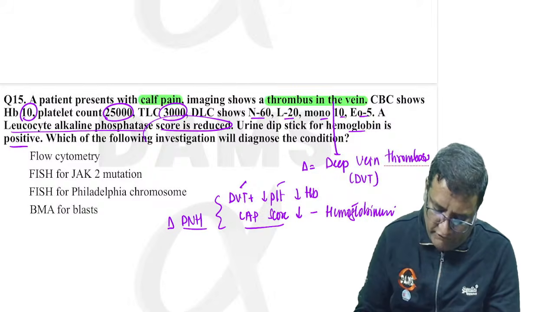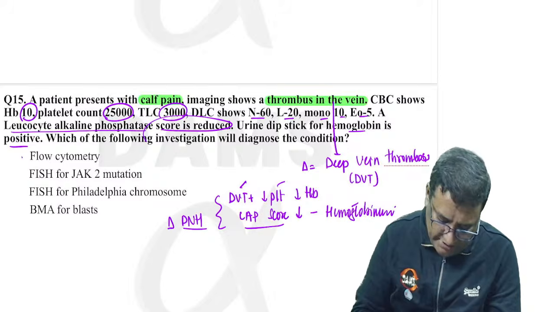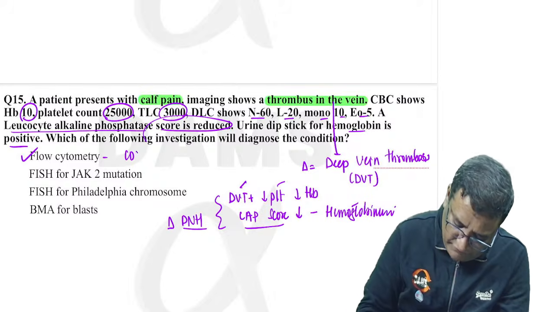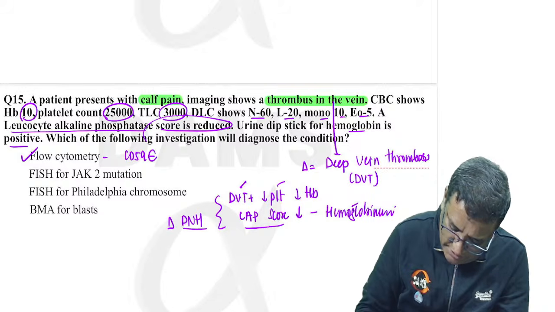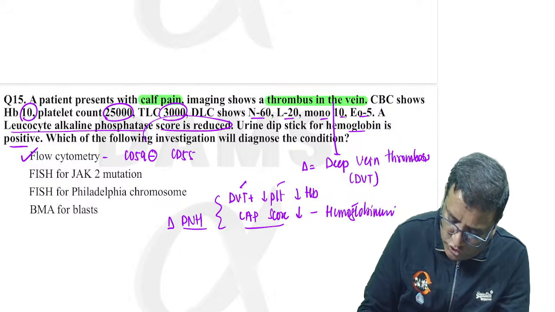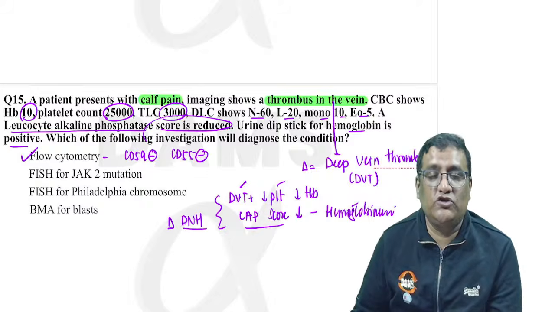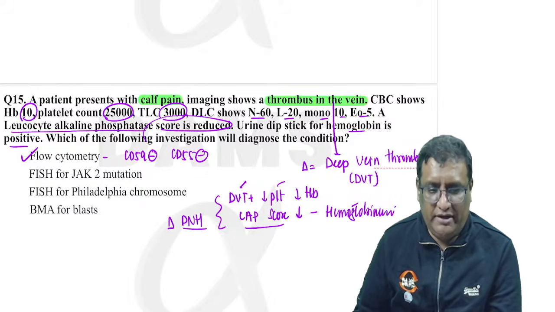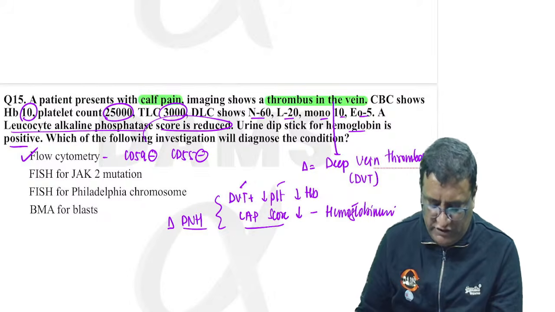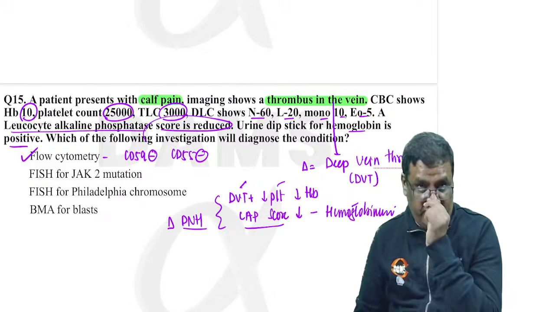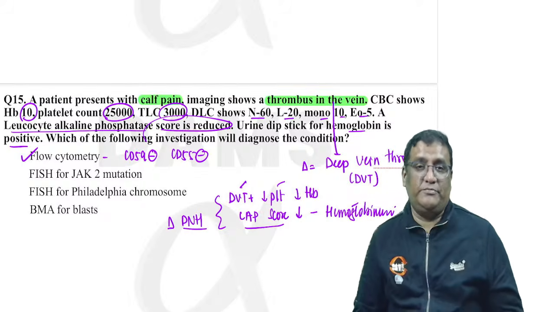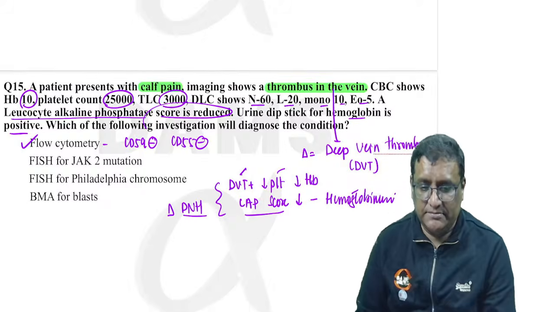Which of the following investigations will diagnose the condition? The answer is flow cytometry. What should I demonstrate on flow cytometry? CD59 should be negative, and CD55 also should be negative. That should be the investigation here, flow cytometry. FISH for JAK2 analysis will be done for polycythemia vera. FISH for Philadelphia is for CML. Bone marrow aspirate for blasts will be for AML.